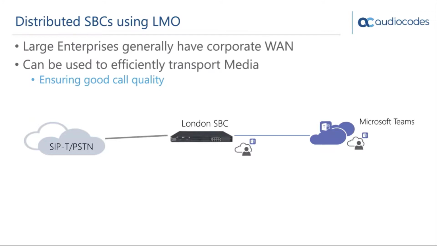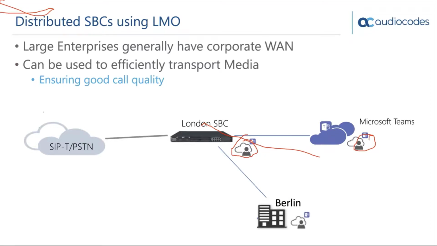So another advantage of LMO is that we can set up different networks and different topologies of SBCs. If you think about a large enterprise, they typically have a corporate wide area network of some kind. So you might have a central office in London, for example, with a large central SBC up here. You can have users local to the London site, and you can have users floating around in internet cafes and working from home and so on, all making calls down through this SBC and out to the outside world.